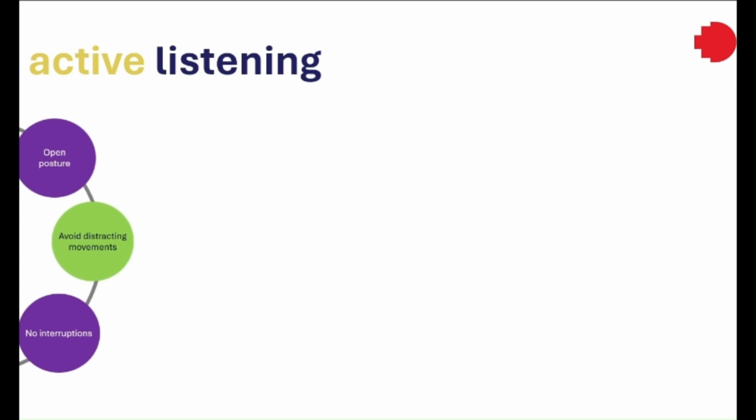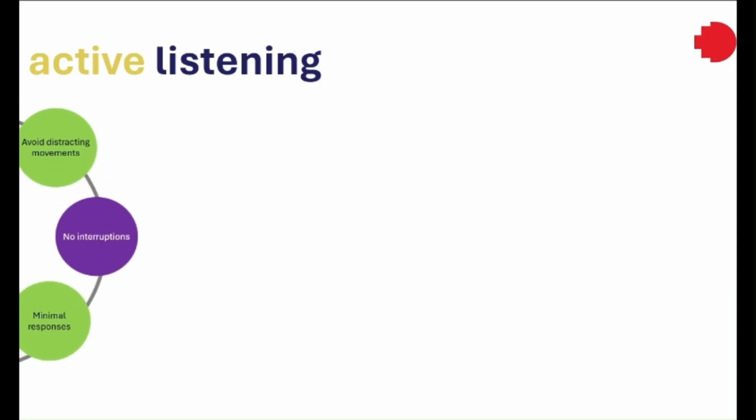We also need to avoid distracting movements, because our clients could interpret that as a sign that we're not interested in what they're saying and could disrupt the rapport and make them lose their train of thought. For example, if we move suddenly on our chair or look at our wristwatch, our clients are likely to perceive that as a sign that we are not interested in what they're saying.